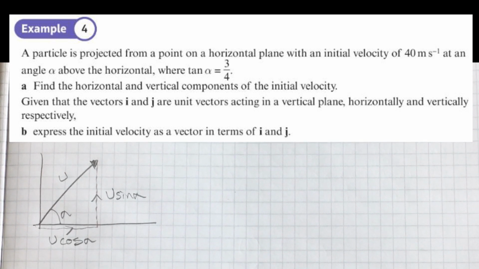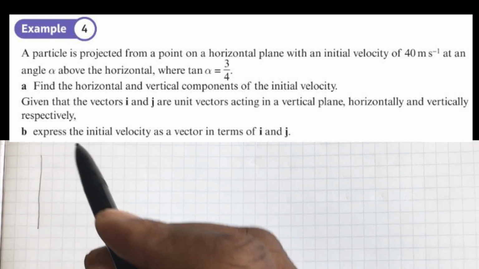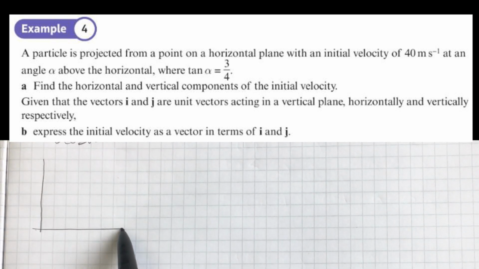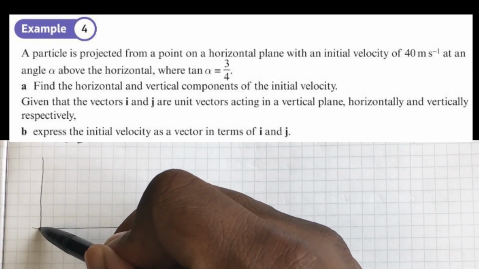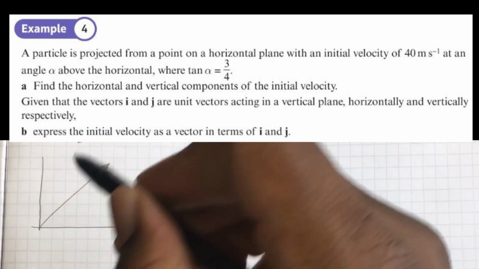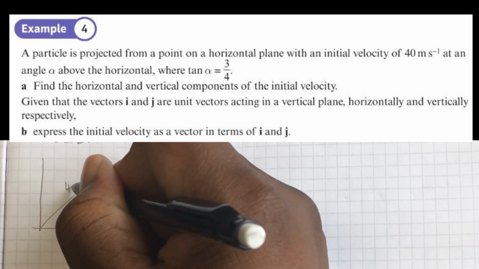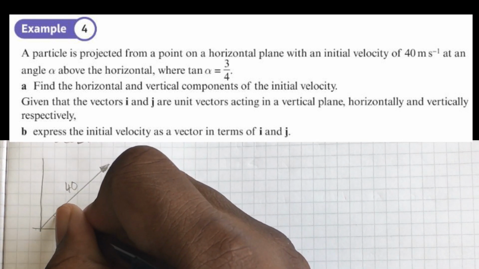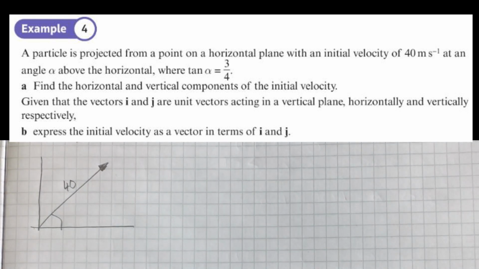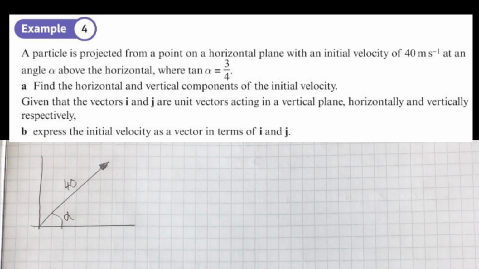Okay, so we've been told that the particle is projected from a point on a horizontal plane. The initial velocity is 40 meters per second at an angle of alpha. So just to show this initial projection, I can label this as 40 meters per second, and the angle is alpha. We have, however, been told that tan of alpha equals 3/4. I'll talk about that in a second.